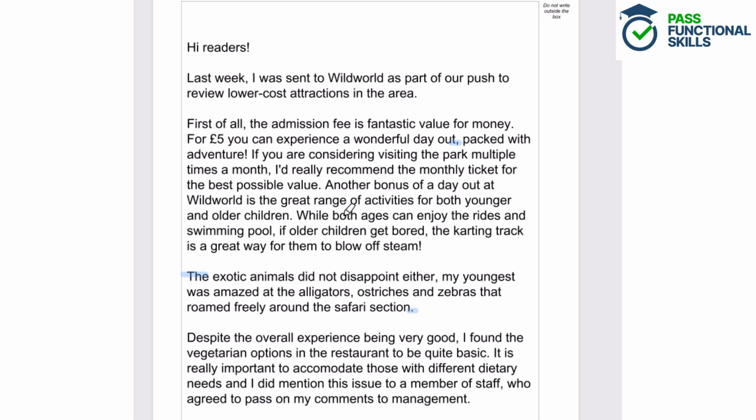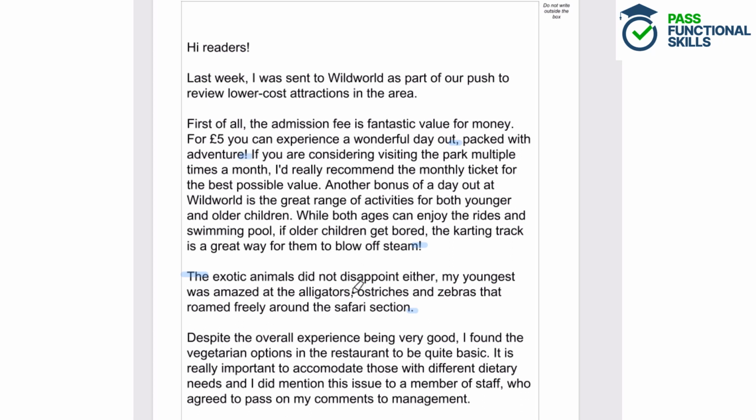We've also got exclamation marks throughout the answer to add some excitement and encourage readers to engage with the text. So we've got the karting track is a great way for them to blow off steam, and it is packed with adventure.